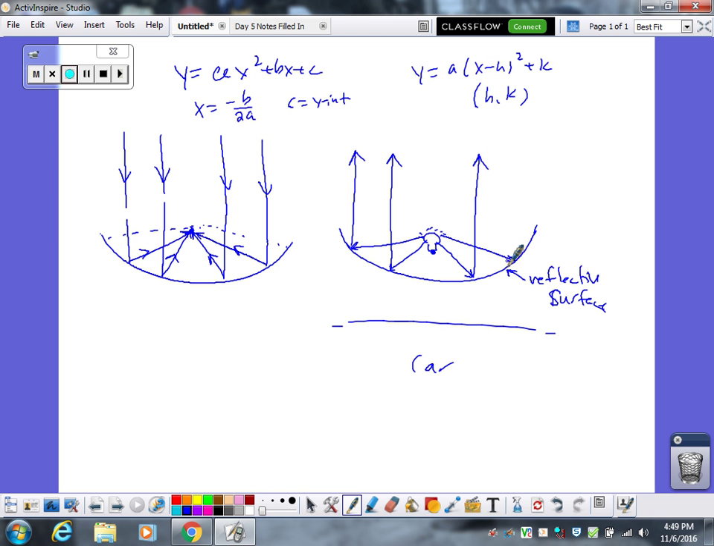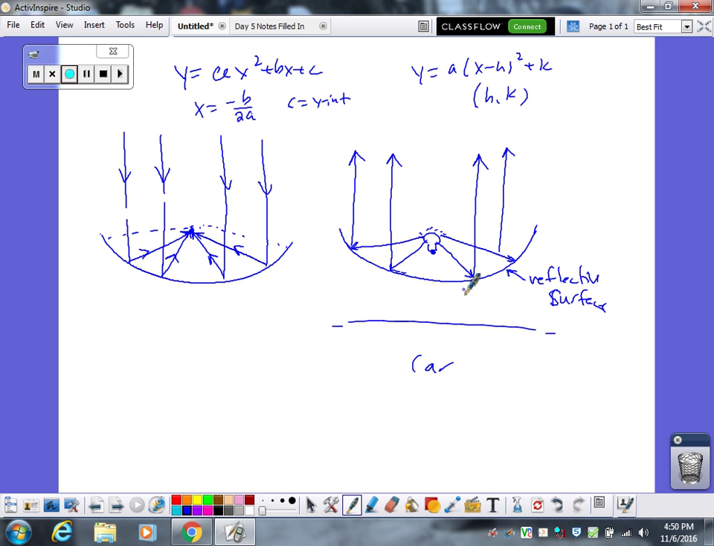So the light goes against the reflective surface, and it comes out in parallel lines. So the flatter this parabola is, the wider coverage your headlights will have. And conversely, the narrower the parabola is, the more narrow your headlights are. If you think about the design of a car, some of you are thinking about driving, you want to be able to have as much area lit at night as possible. So you want that parabolic reflective surface to be as flat as possible.